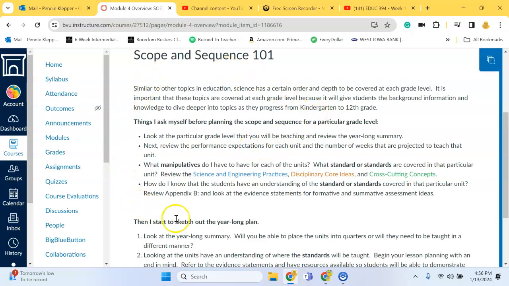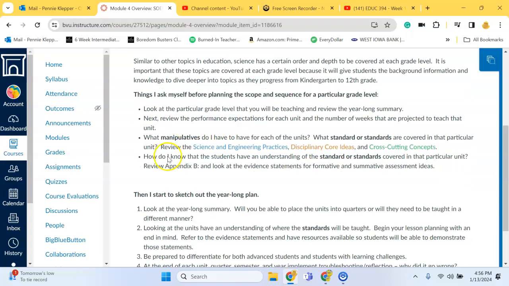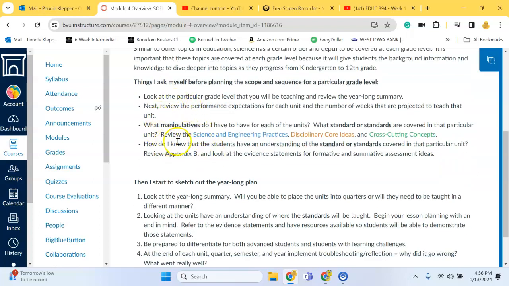This first portion up here is what you want to think about for the scope and sequence for the particular grade level you are going to be teaching. So think about what grade level you would like to teach, or the grade level that you're focusing on. Then you're going to think about a year-long summary of that grade level, the performance expectations that go along with it, and how long it'll take. What we really want to focus on here is the manipulatives and the standards.